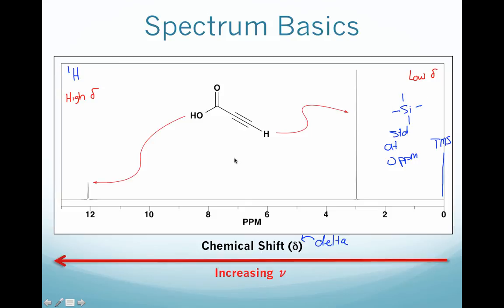You also hear the terms shielded and de-shielded, upfield and downfield, associated with an NMR spectrum. And what that is, it's just essentially the left or the right-hand side of a spectrum. So to the left-hand side, we call this the downfield region. And that's because it's downfield from TMS, which is our standard. On the right-hand side of the spectrum, we call this upfield.